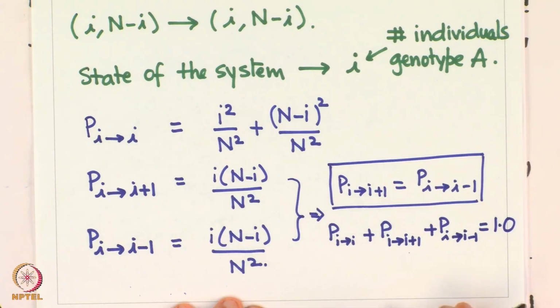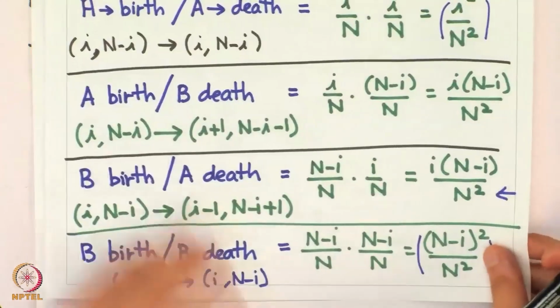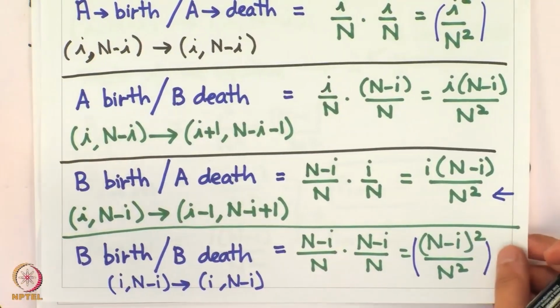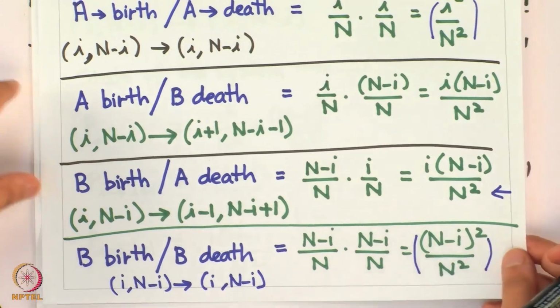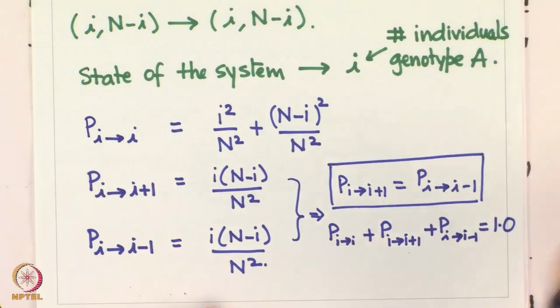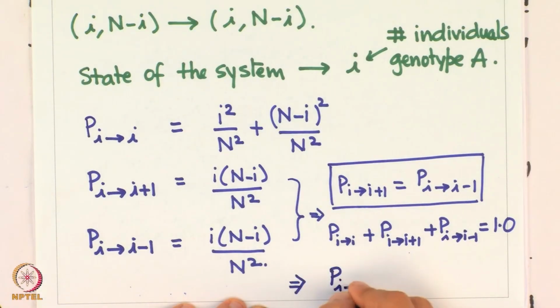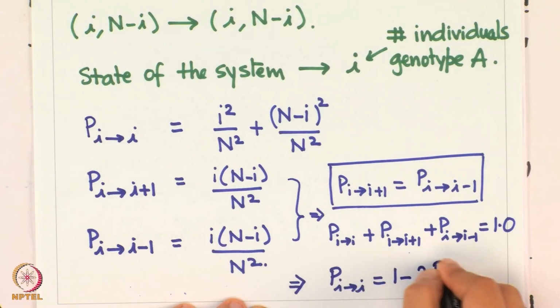I know this a couple of ways. I know this because these 4 possibilities represent all possible outcomes of the system. I could also add these probabilities and convince myself that the sum of these probabilities is equal to 1, which implies that I can write pi to I as 1 minus 2 times pi to I plus 1.